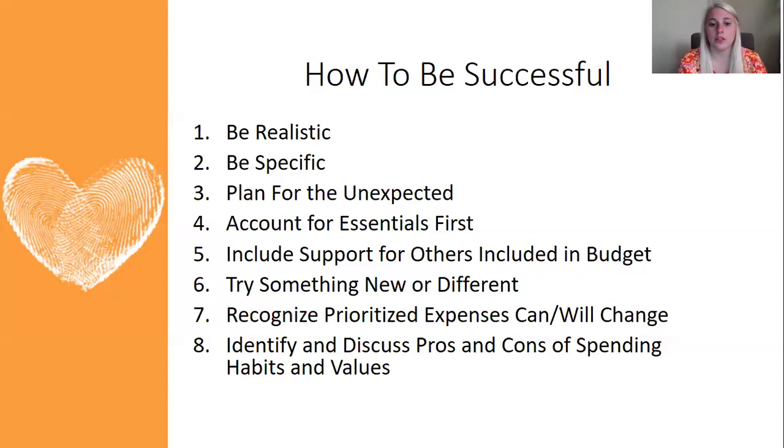And then the last thing is identify and discuss pros and cons of spending habits and values. So this is kind of the overall most important thing, especially if you are a family, to discuss the things that are happening, your habits, your family's habits, and the values that your family has. Your family might value that having a family meal together every single night is important to you. So discuss the pros and cons with your family as to why that's important to you.